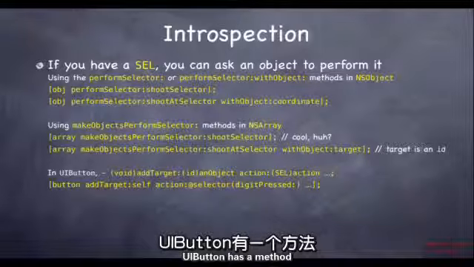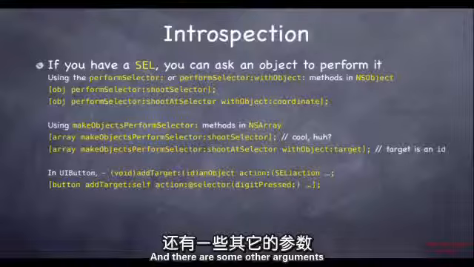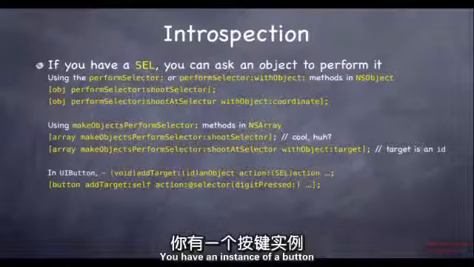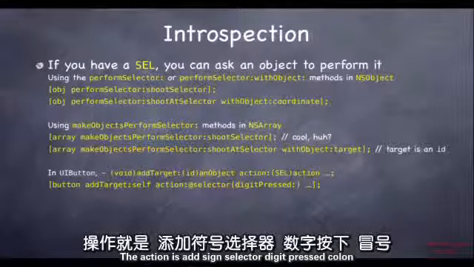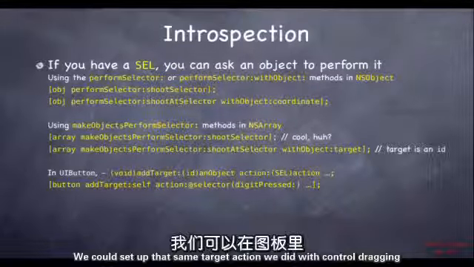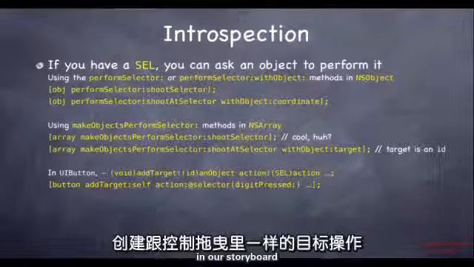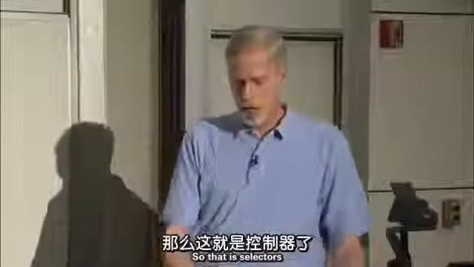UIButton has a method that it inherits from UIControl called addTarget action, and there are some other arguments. So if you have an instance of a button, you say button addTarget self, and the action is @selector digitPressed. That would be in code. We could set up that same target action we did with control dragging in our storyboard. Everyone understand that? So that's selectors.